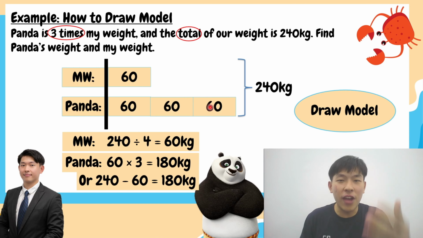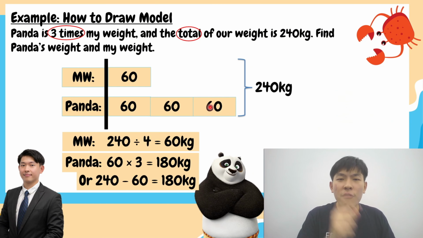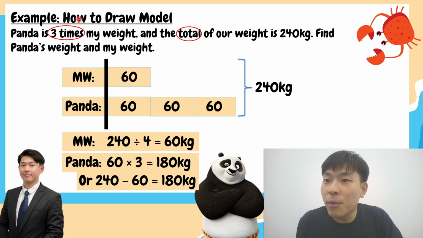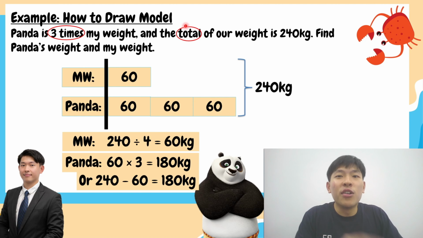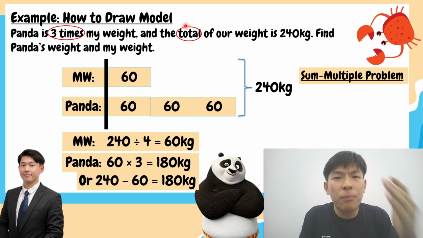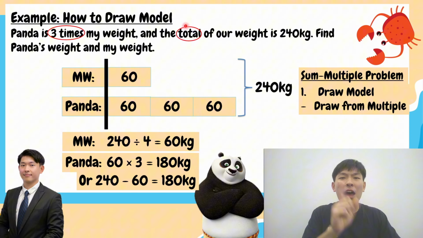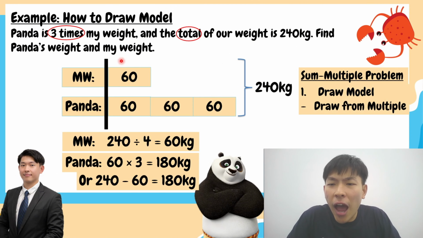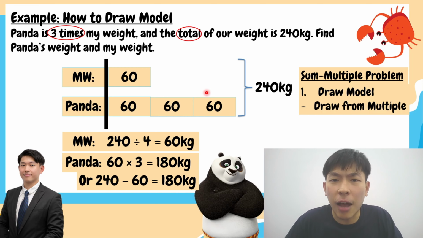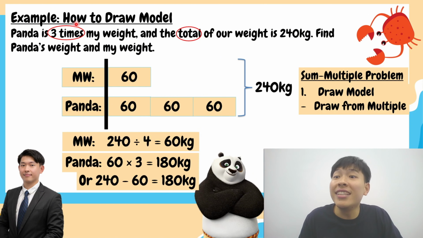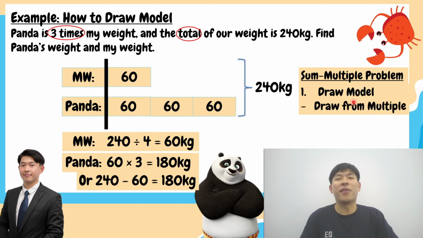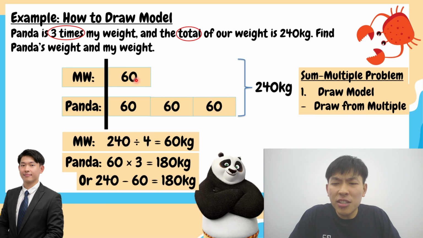Now let's make a very quick summary of our problem. First, we see that we have multiple relationship and sum. So this is a sum multiple problem. What method should we use? Yes, we should draw a model. And when we draw a model, here, I have 1 part. Panda has 3 parts. Where did this 3 parts come from? It comes from 3 times. So we have to draw from the multiple. Very important.